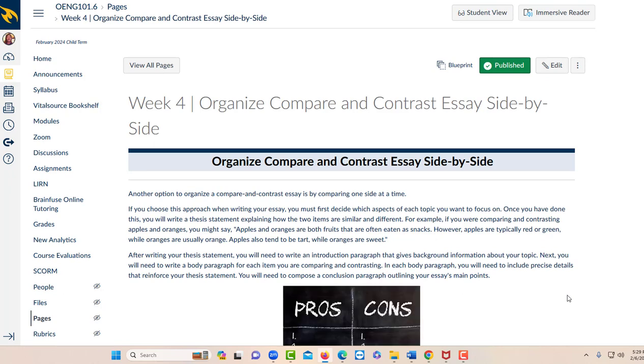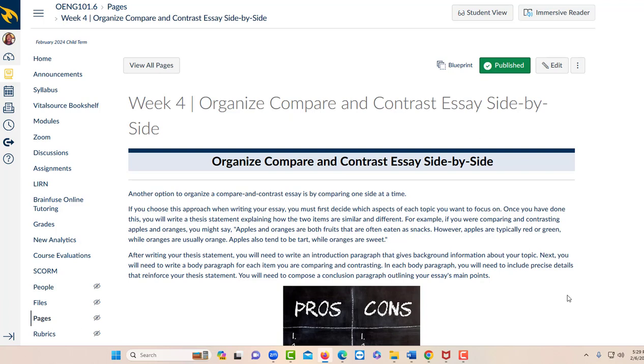Organize and contrast essays side by side. If you choose this approach when writing your essay, you must first decide which aspects of each topic you want to focus on. Once you have done that, you will write a thesis statement explaining how the two items are similar and different. For example, if you are comparing and contrasting apples and oranges, you might say, apples and oranges are both fruits that are often eaten as snacks.